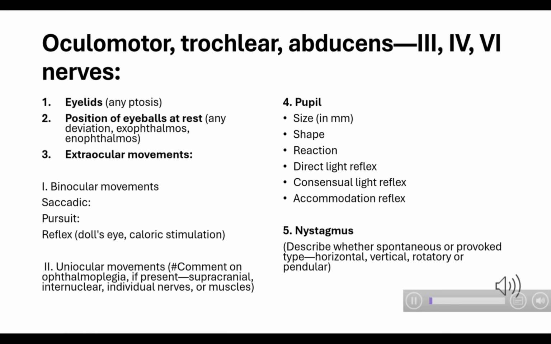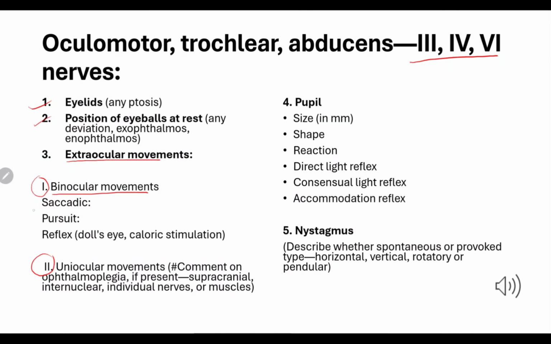Next, we group cranial nerves 3, 4 and 6 together because they control eye movement. First, inspect the eyelids for ptosis and look at the resting position of the eyeballs. Then, test extraocular movements, checking both binocular movements including saccadic, pursuit and reflexes like doll's eyes, and uniocular movements to screen for ophthalmoplegia.